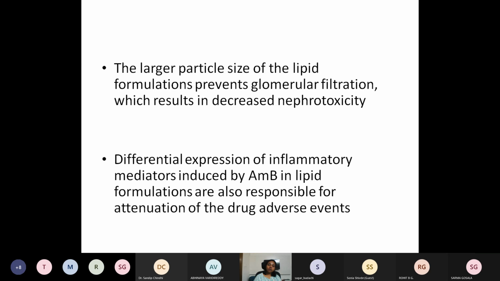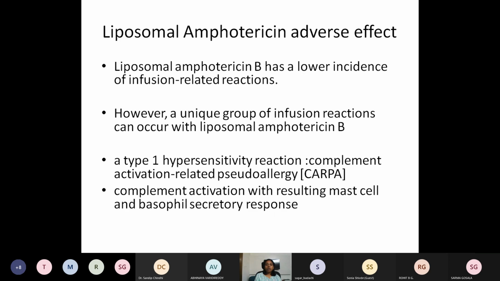So the reasons for less toxicity with lipid formulations: one is that the lipid formulation has a larger size. Secondly, it does not stimulate the inflammatory mediators as much as conventional amphotericin B, so there is a lesser amount of side effects. Thirdly, it is rapidly taken up by the reticuloendothelial system, and that is why the release into the host cells is reduced.